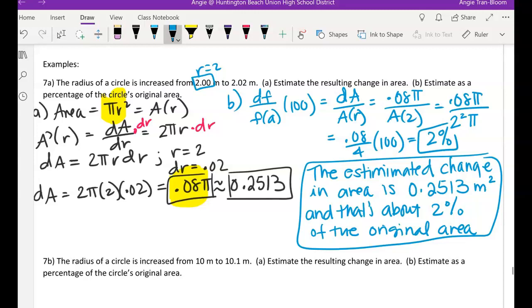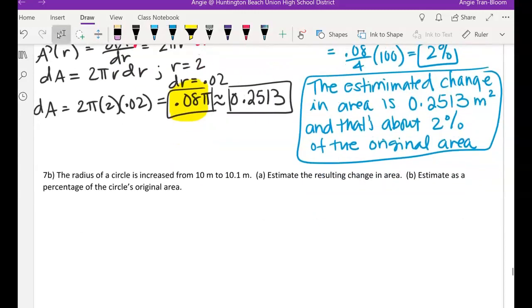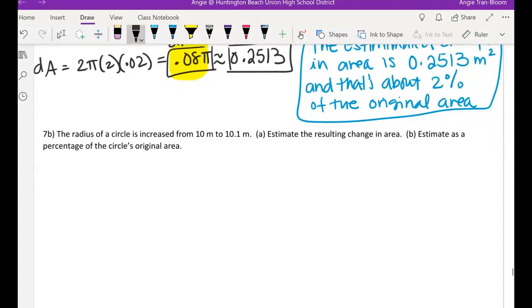Okay, let's do 7b. The radius of a circle is increased from 10 to 10.1 meters. Same thing, estimate the resulting change in area. If you went from 10 with an increase of 0.1 meter, what would be the area? And then tell me the percentage as well. Same thing, we're going to work it out the same way. Area equals pi r squared, which I want to write in terms of r, so I have a better understanding of what dA over dr means.